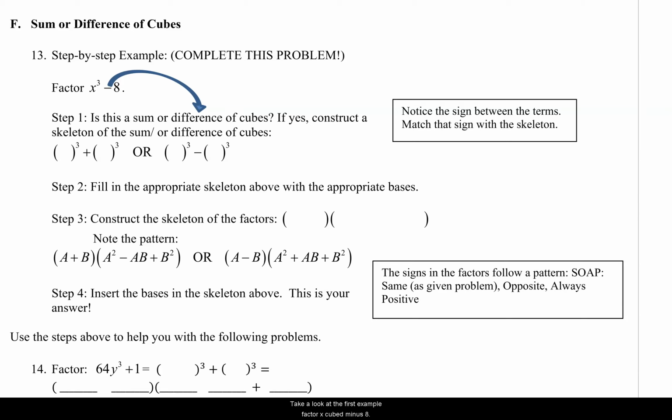Taking a look at the first example, factor x cubed minus 8. First thing to notice, x cubed minus 8. This is a 2-term polynomial. I don't have any greatest common factors to pull out, but notice that x is being cubed and 8 is a perfect cube. 8 is 2 times 2 times 2, 2 to the 3rd.